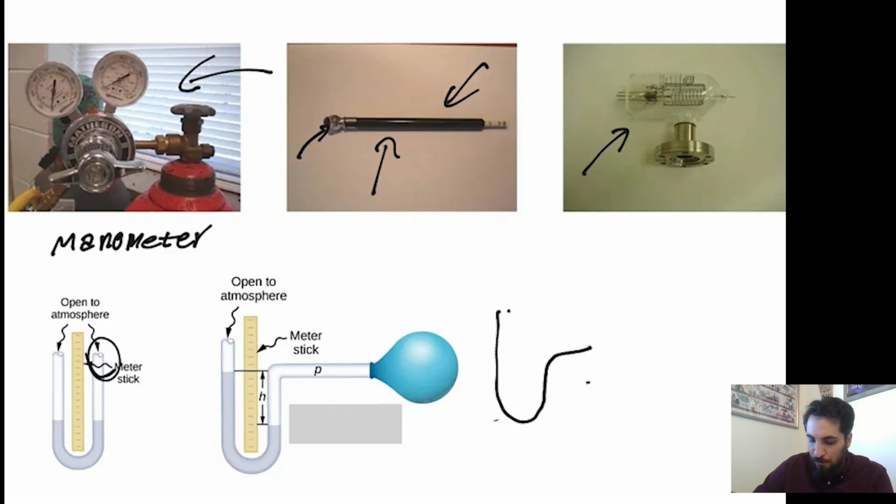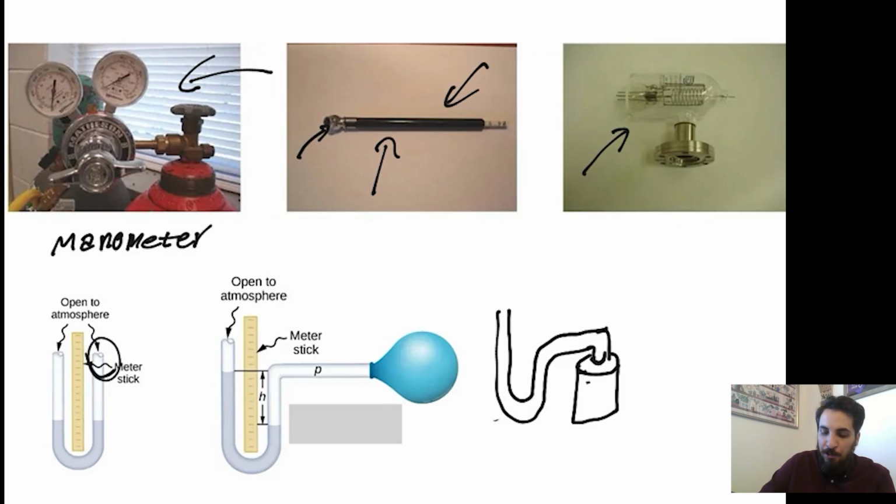So just draw one out real quick. Where instead of putting a balloon on this side, we put a vacuum. So let's imagine we hook it up to a container that has been vacuum sealed. If it's vacuum sealed, we hook it up to the manometer, and what's going to happen is we're going to get a rise on the right-hand side.